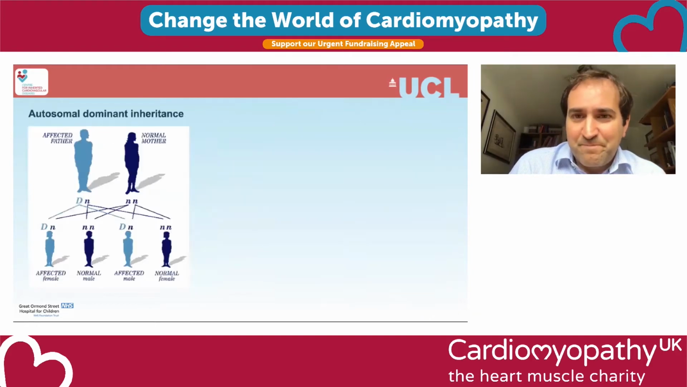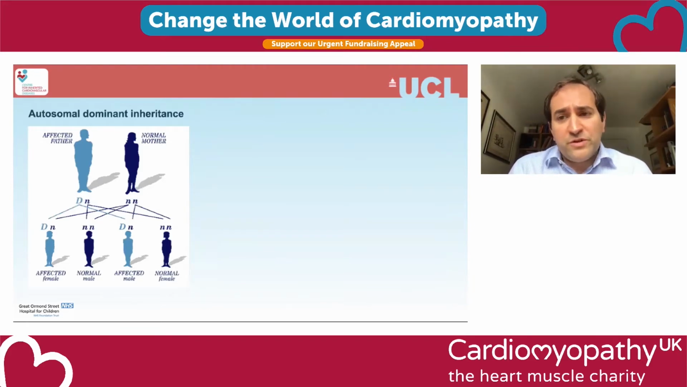And increasingly, we're identifying that many of these gene changes can also present in young children if you start to look for them. So I mentioned earlier that the way that most of these conditions are inherited, and this applies across the board with all of the cardiomyopathies, is in this autosomal dominant pattern, which effectively means that if somebody has the condition or one of the genes that causes the condition, there's a 50% chance of passing that on to each of their children.